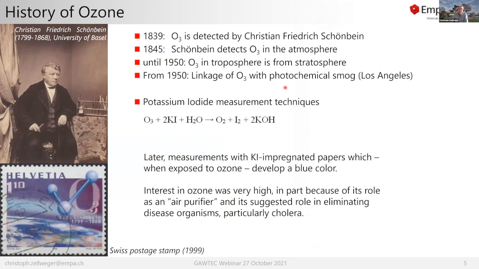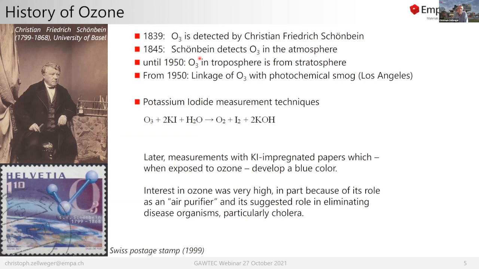So let's go a little bit to the history of ozone. Ozone was detected almost 200 years ago in 1839 by Christian Friedrich Schönbein, who was a professor at the University of Basel. At that time, he used a potassium iodide measurement technique, where you have paper impregnated with potassium iodide, and that changes color when it is exposed to ozone, because elemental iodine is produced. Of course, this is not very quantitative, but he was able to detect ozone with this method. And he also detected the presence of ozone in the atmosphere a few years later.